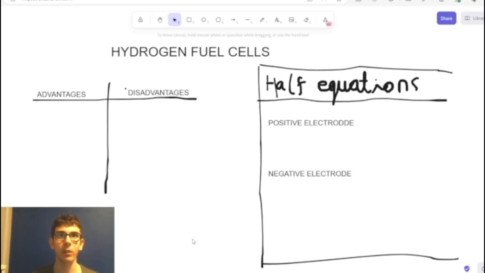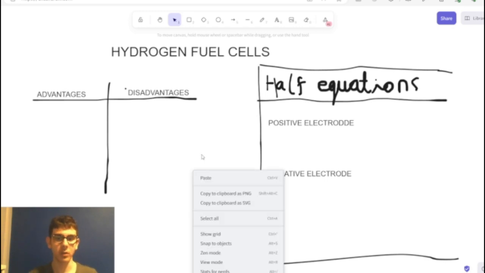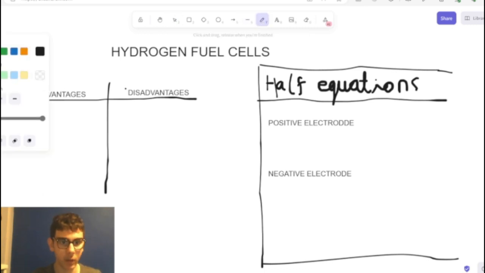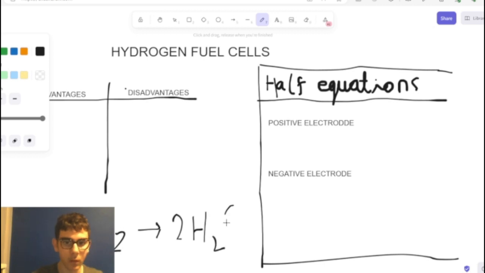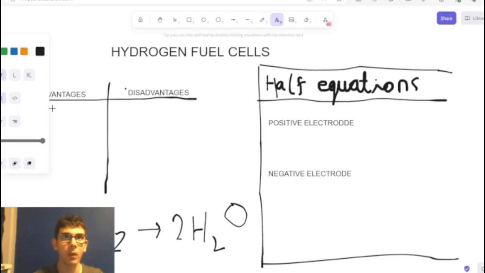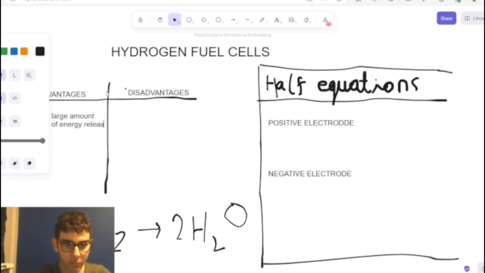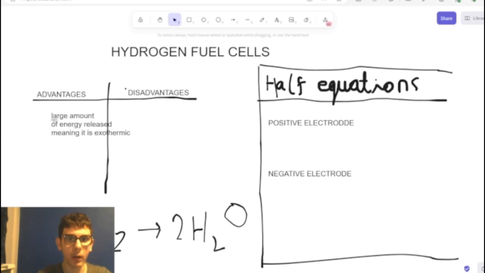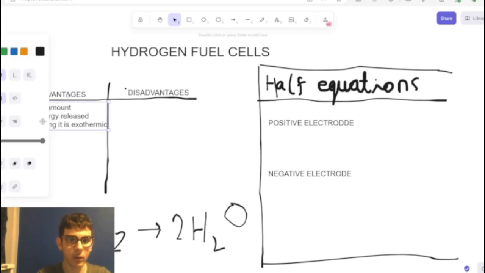In a hydrogen fuel cell, we just have hydrogen gas reacting with oxygen gas to produce water. So in a hydrogen fuel cell, we have 2H2, that's 2 hydrogen, plus O2 to give us 2H2O. So that's what we have in a hydrogen fuel cell. Now, in hydrogen fuel cells, there's a large amount of energy released, which means that it's exothermic, and this would be an advantage. That would be an advantage of using a hydrogen fuel cell because it requires energy, but it releases energy during the process.